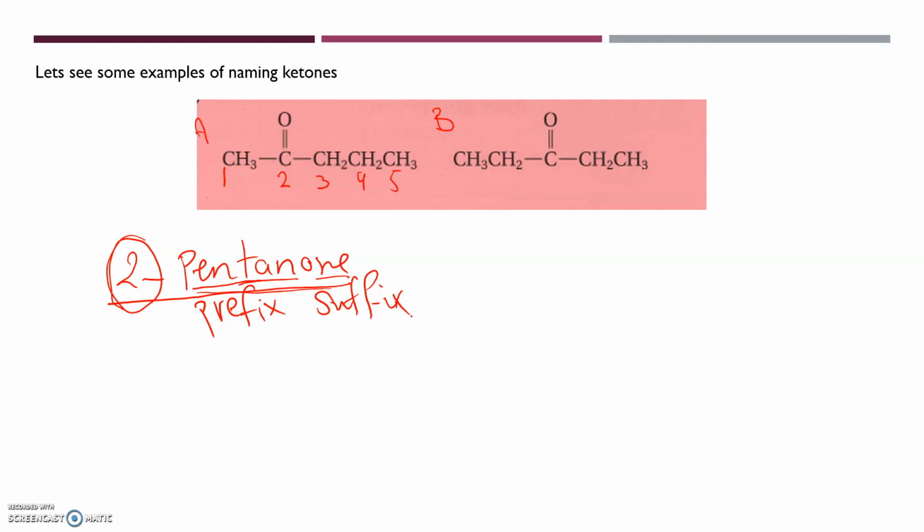Okay, let's try this one. Actually the functional group is exactly in the middle, so if you count from here, 1, 2, 3, and from here 1, 2, 3. So we'll pick whichever side. I'll start from here, 1, 2, 3, 4, and 5. So in this case, it's 3, and still it's 5, so it's 3-pentanone. Again, you have the prefix and you have the suffix.